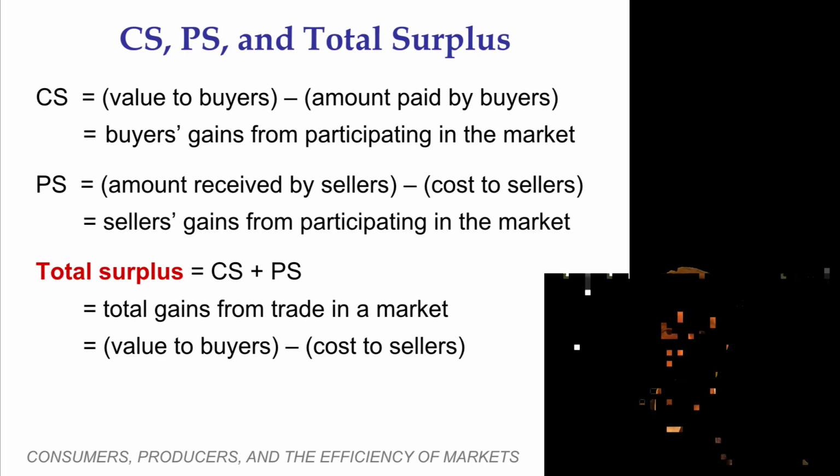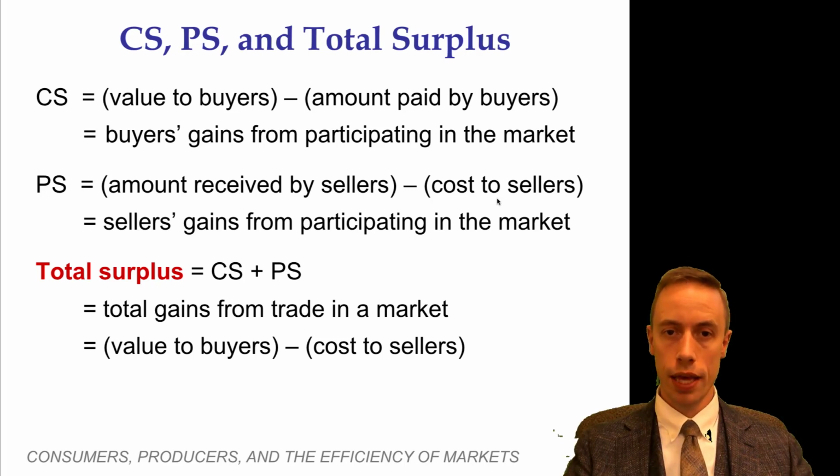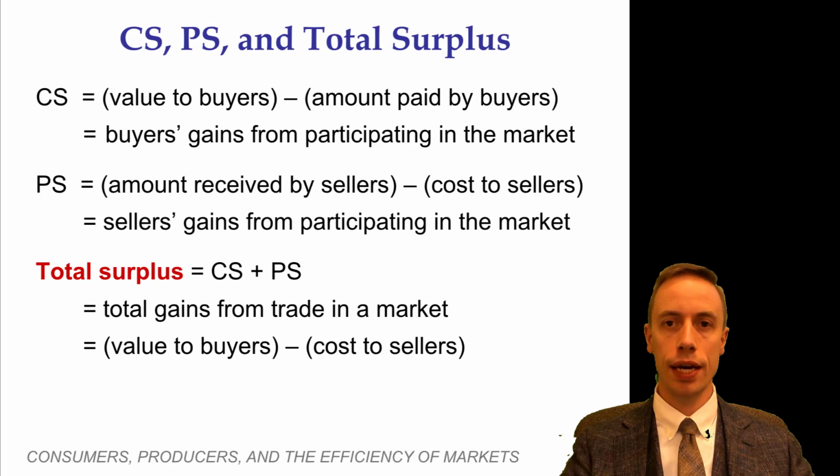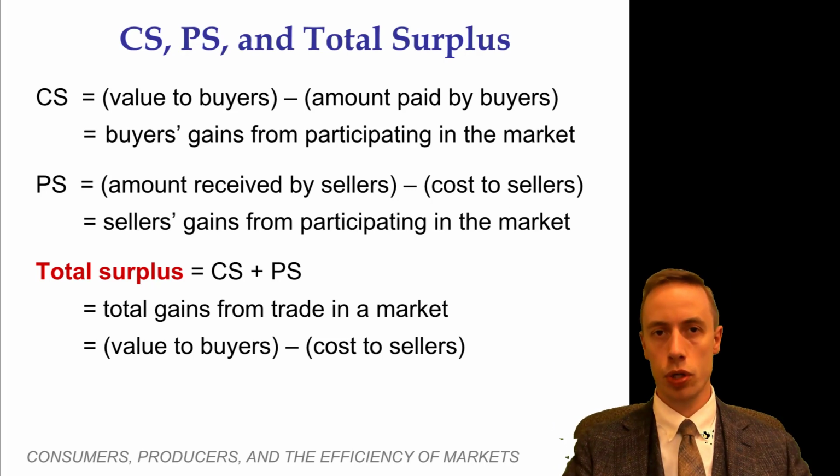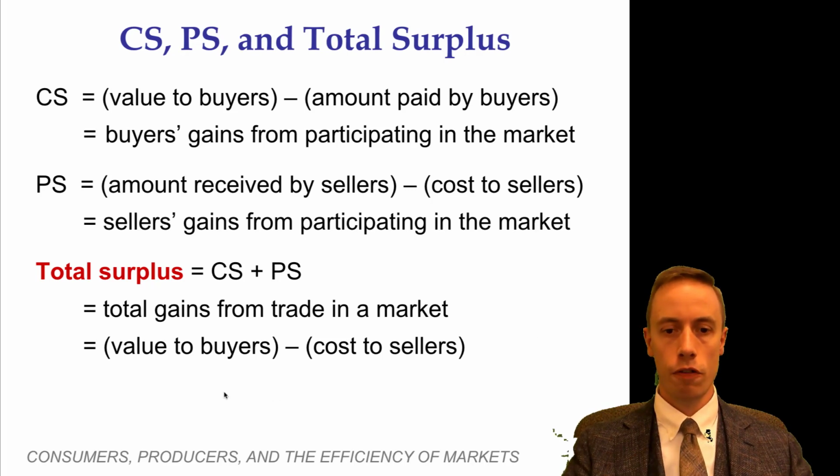What happened to the price? Well, it was a negative number for our consumers added to a positive number for our producers. They cancel. That means if you are looking at the total gains from trade in the market, you can think of it as the difference between what it costs to produce versus what it's worth to the consumer.